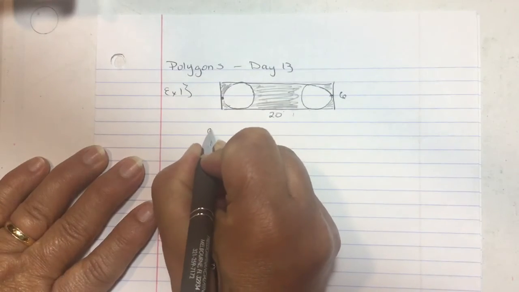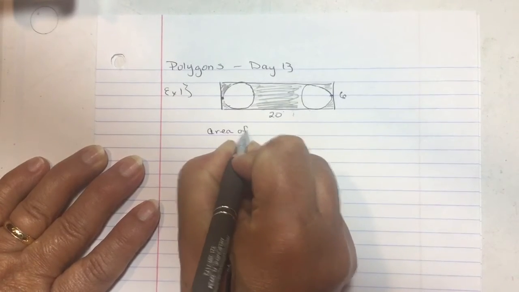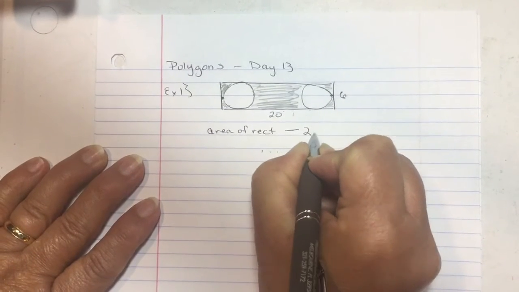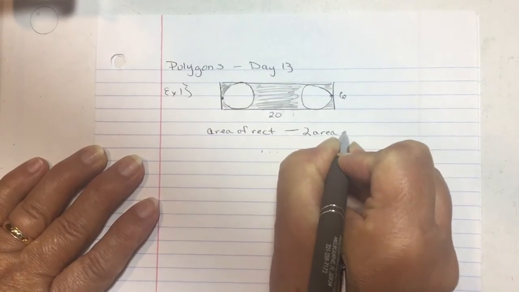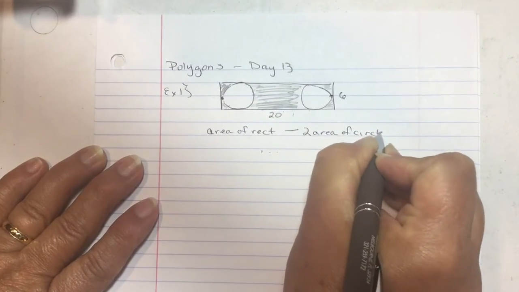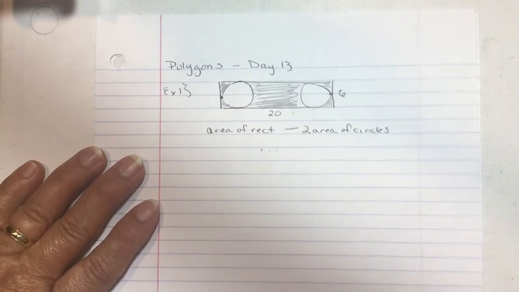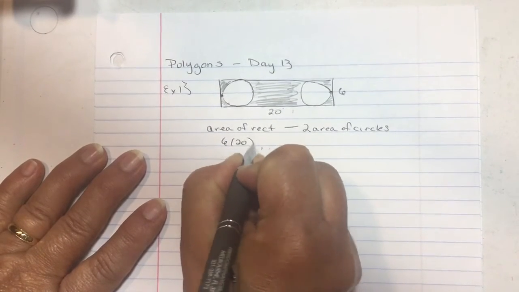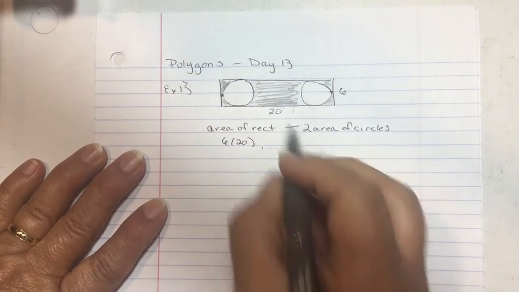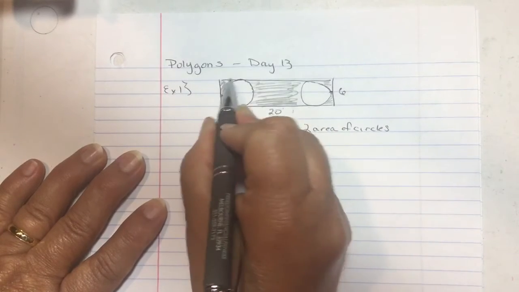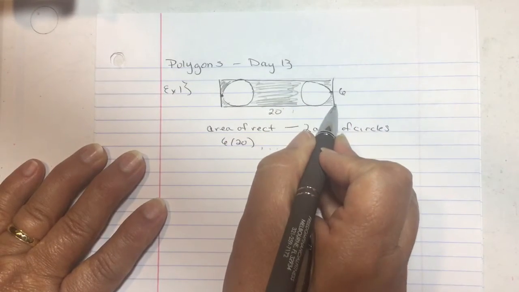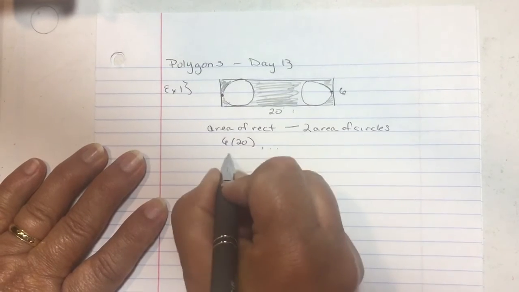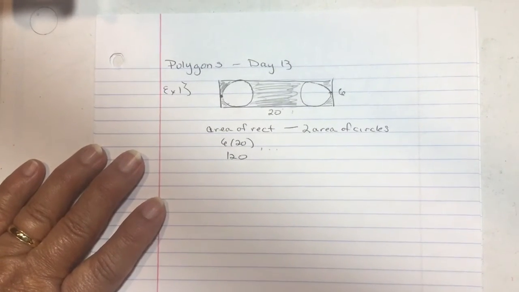So think about it. You're going to have the area of the rectangle and you're going to minus 2 area of the circles. Now, the rectangle's easy, right? Length times width, 6 times 20. By the way, if I had asked you for the perimeter, you would do 20, 40, 46, 52 for the perimeter. Okay, but the area of the rectangle is 120.